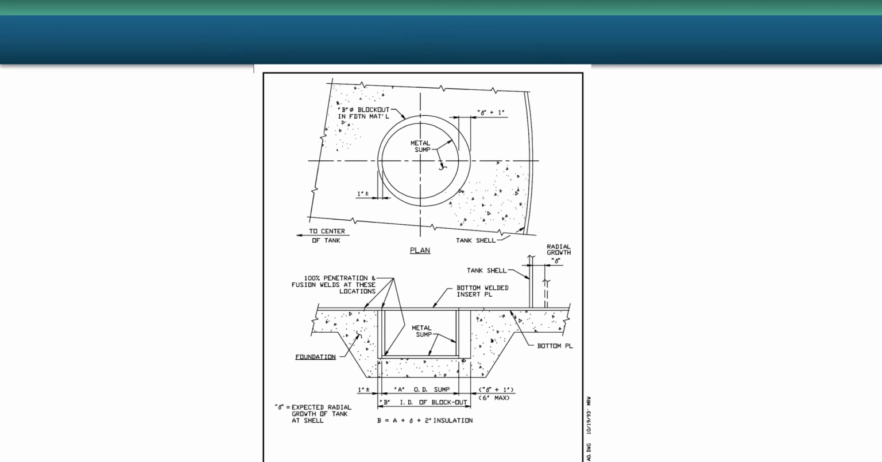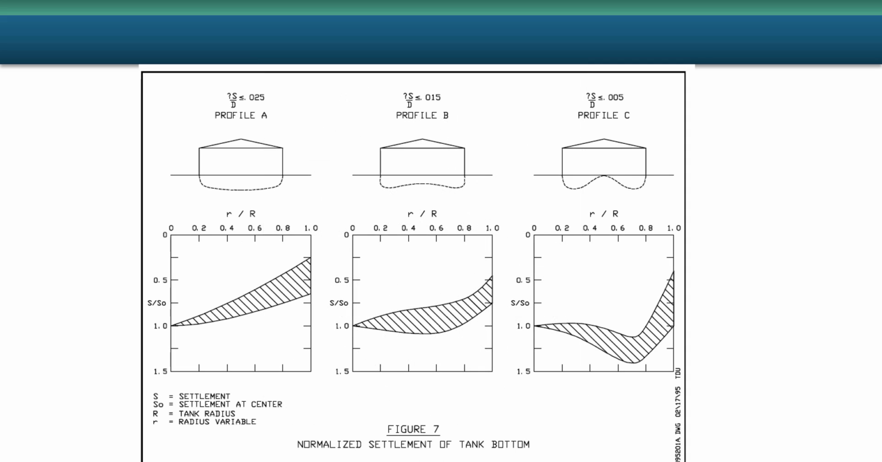If you have a sump in a concrete foundation or slab foundation, you want to leave enough room around it so that the sump, due to differential thermal expansion or movement from settlement, doesn't shear off of the bottom and you end up with a catastrophic release.